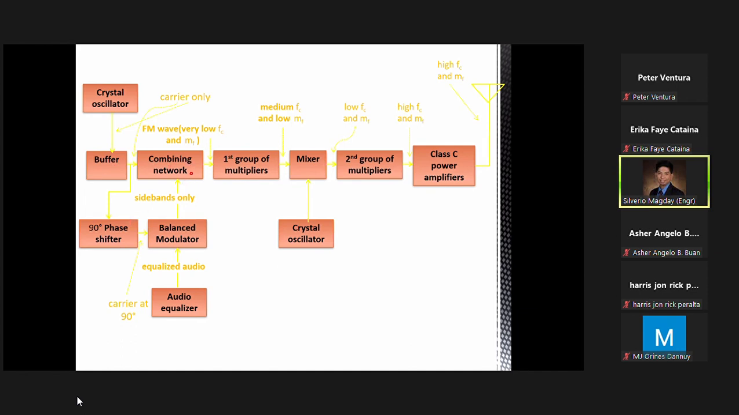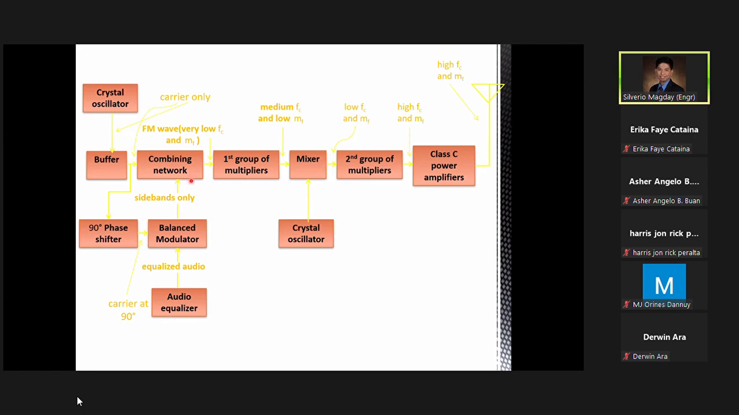only. First group of your multipliers, result, medium and low frequency, and then the low, class C, and then going to the antenna. So ito yung block diagram ng Armstrong method, Armstrong method for the indirect method.